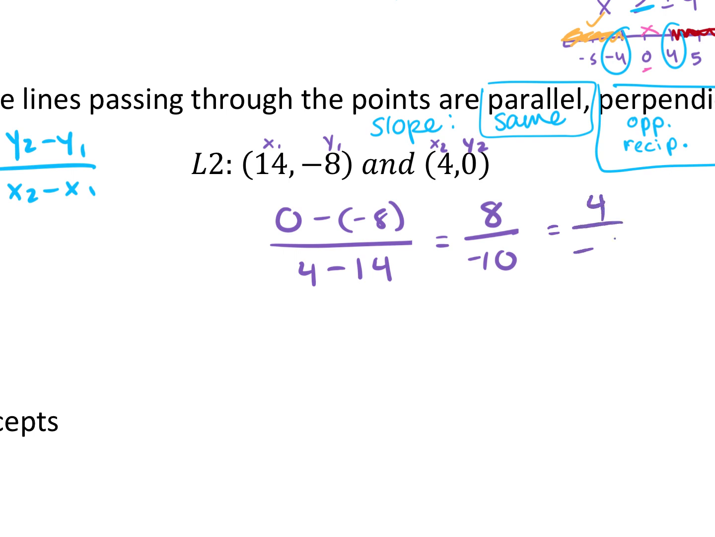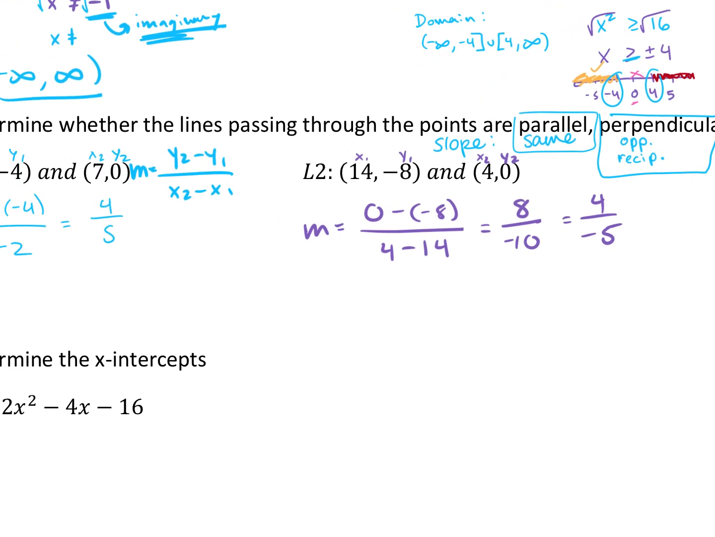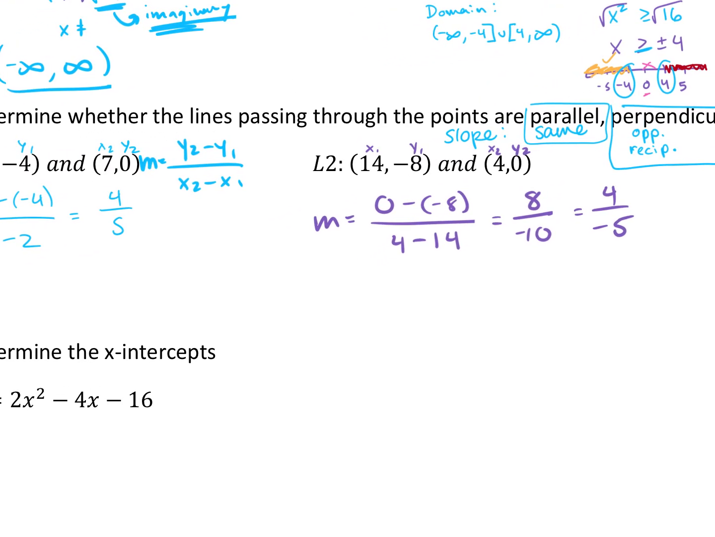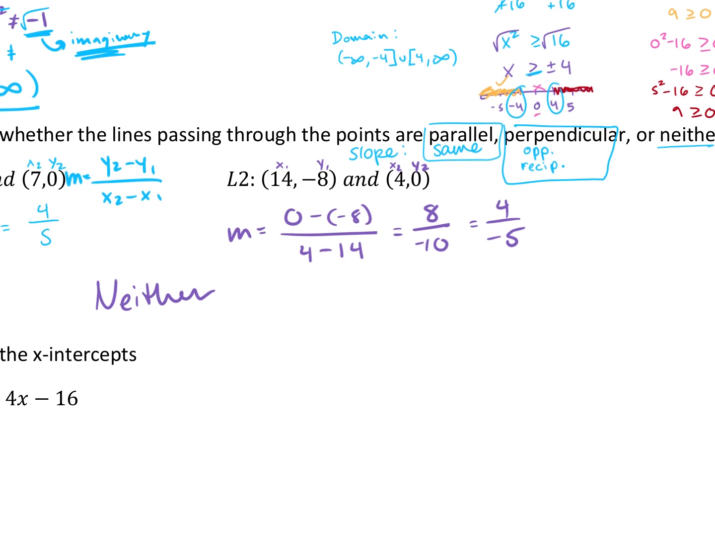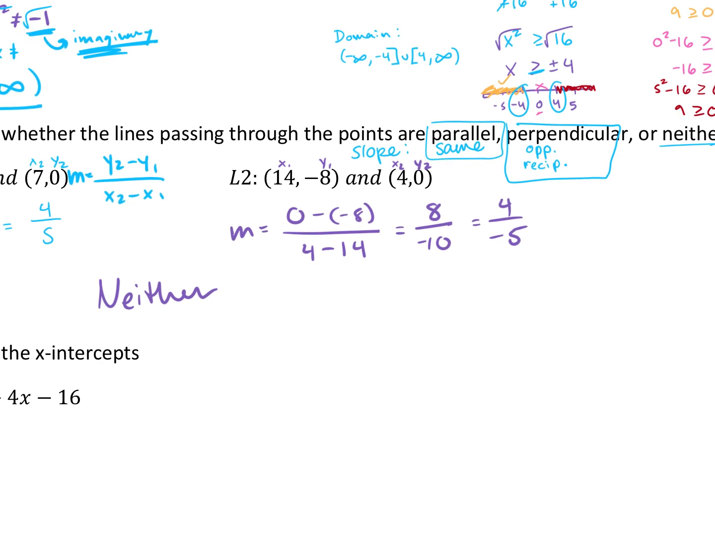So 4 over -5. Are these slopes the same? Are they opposite reciprocals? No. So what do we know about these two lines? They are neither. So they're not parallel nor perpendicular.